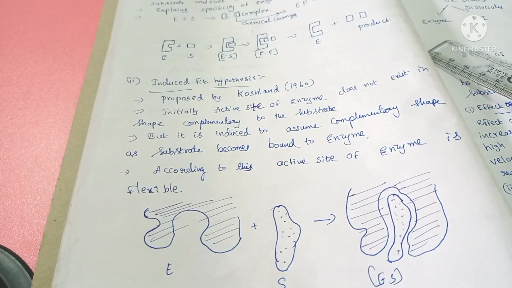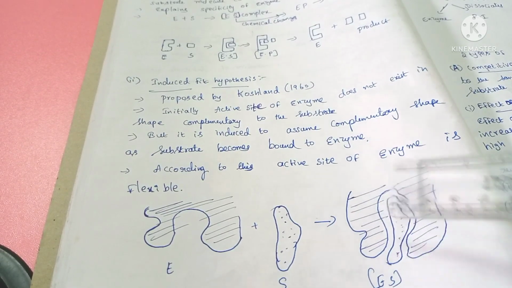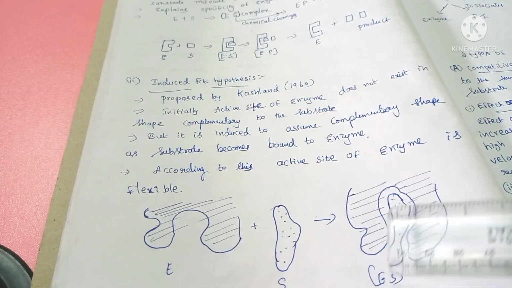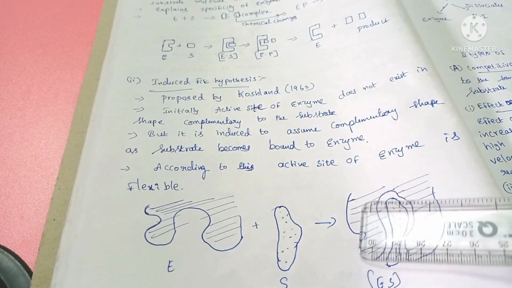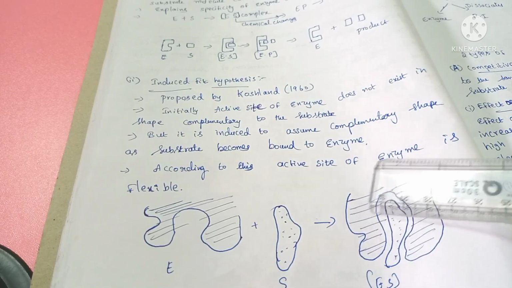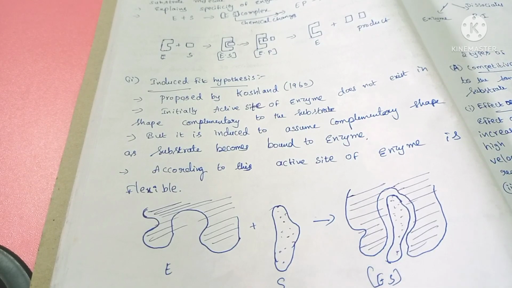So what is happening here? The active site of the enzyme is very flexible. Whenever the substrate binds to the active site of the enzyme, it gets induced to assume the complementary shape of the substrate and fit around the substrate. Hence it is called the induced fit hypothesis.